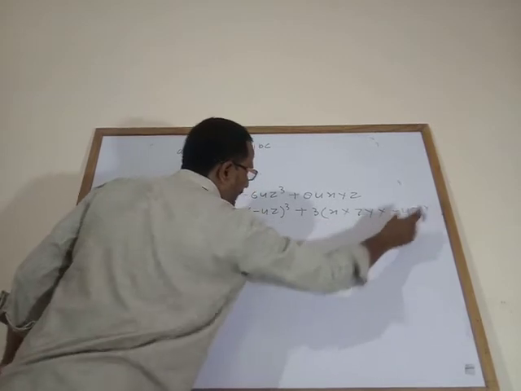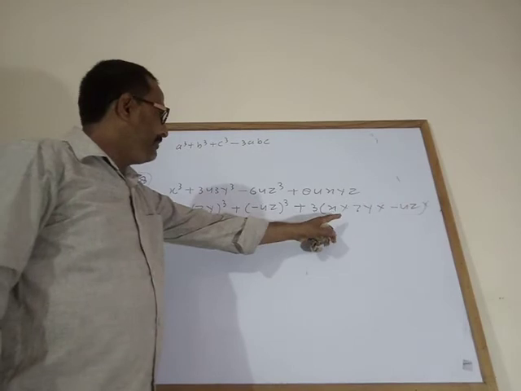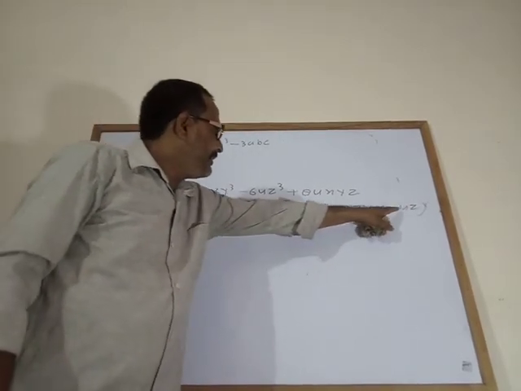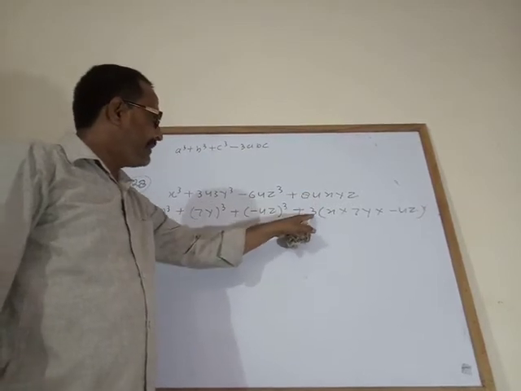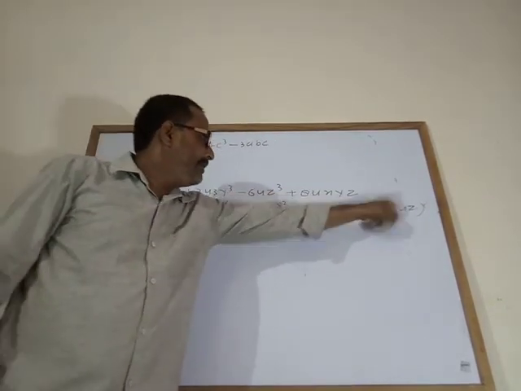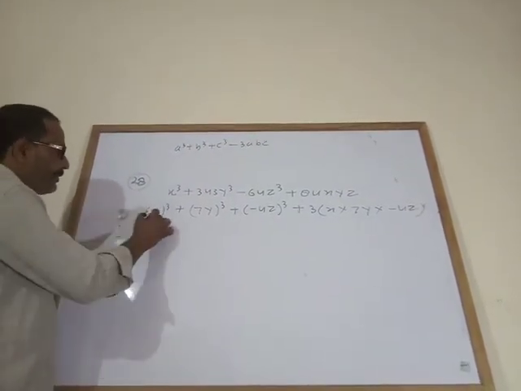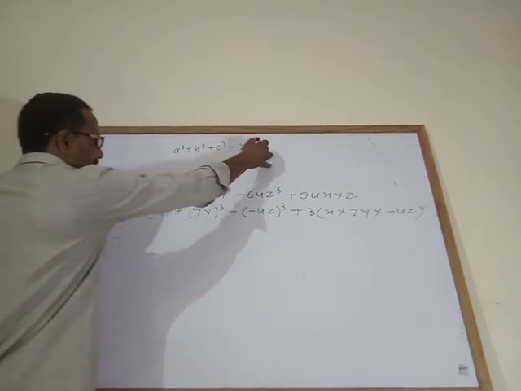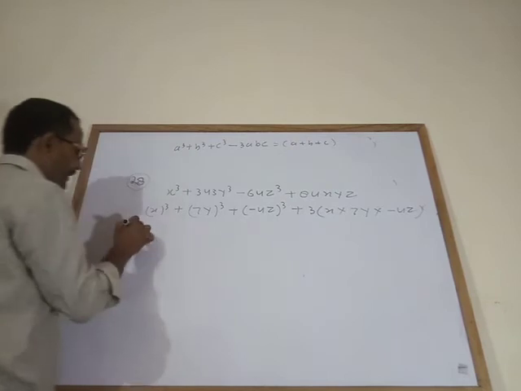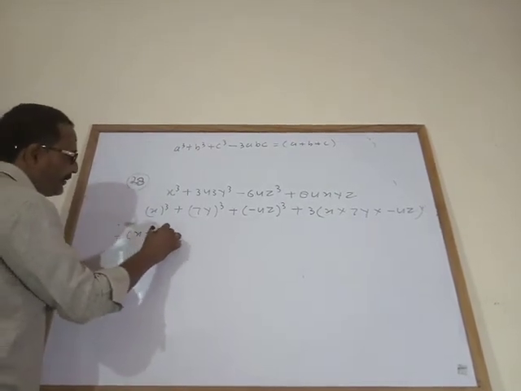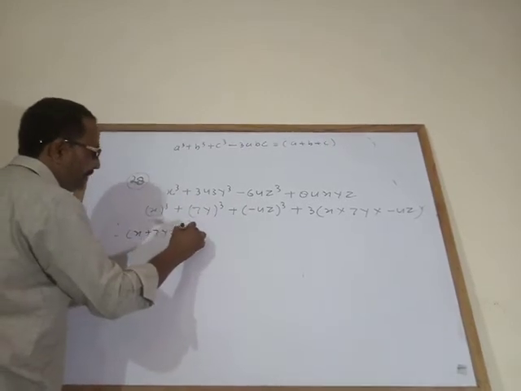Now multiply, that will come 7 into 4 is 28, 28 into 3 is 84. Now a cube plus b cube plus c cube minus 3abc equals a plus b plus c. First calculate x plus 7y plus minus 4z.